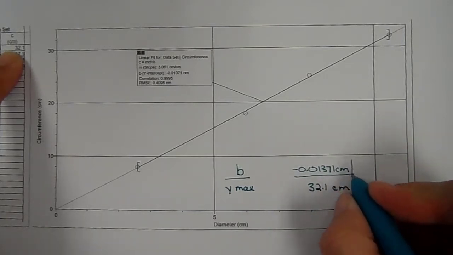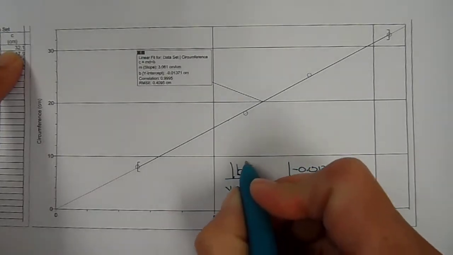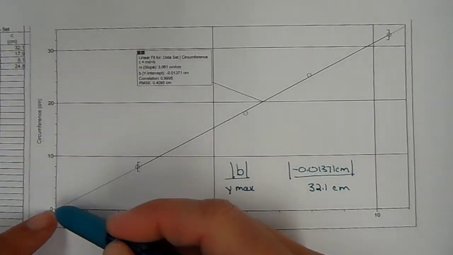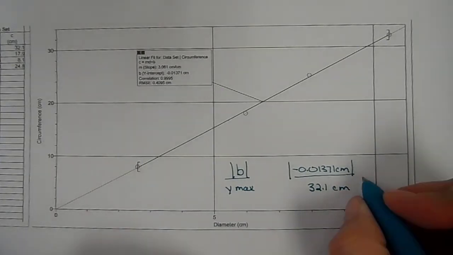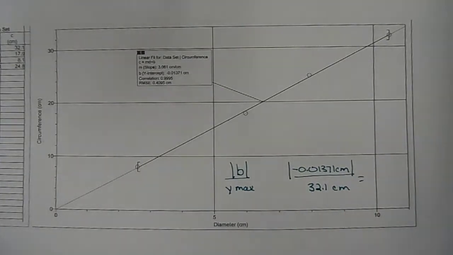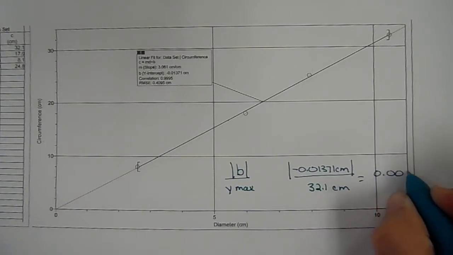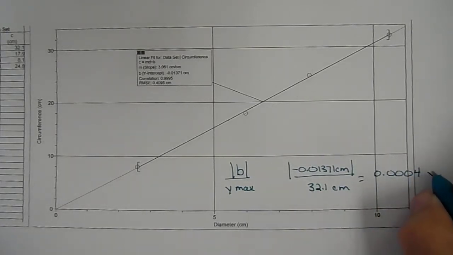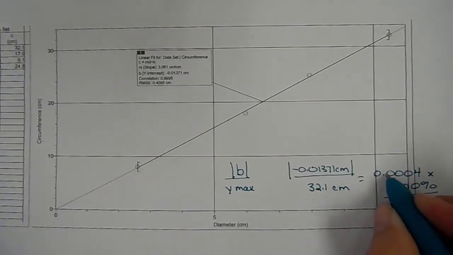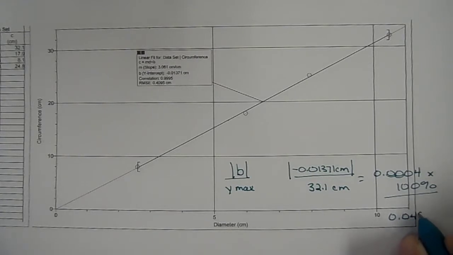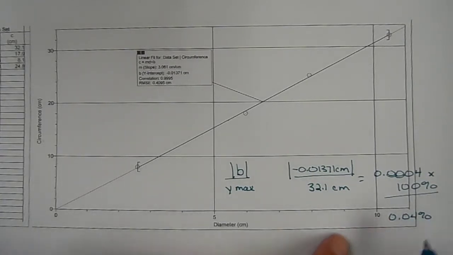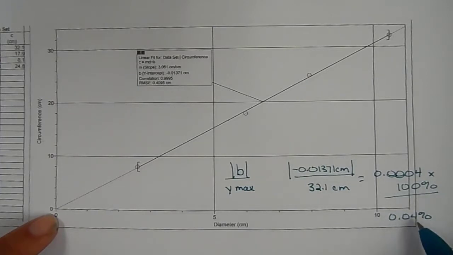Now this is actually the absolute value. It doesn't matter if it's positive or negative. It can be up this way or it can be down this way. So when we divide this, we are going to get 0.0004. Now if we multiply this by 100%, we move our decimal over, 0.04%. So what this tells us is this y-intercept is 0.04% away from where it should be.